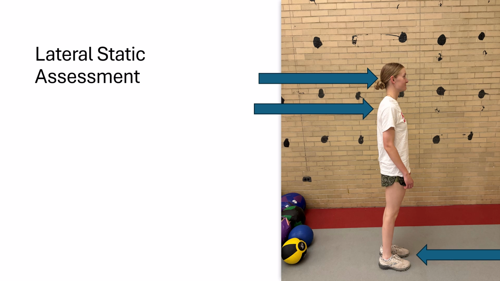Onto the lateral static assessment, we're looking for the foot and ankle to be neutral. We're looking for neutral knees, not hyperextended or flexed. We're looking for the pelvis to be completely neutral. We're looking for the shoulders to be in line with the knees and ears. And we're looking for the head to be neutral with no anterior head carry.